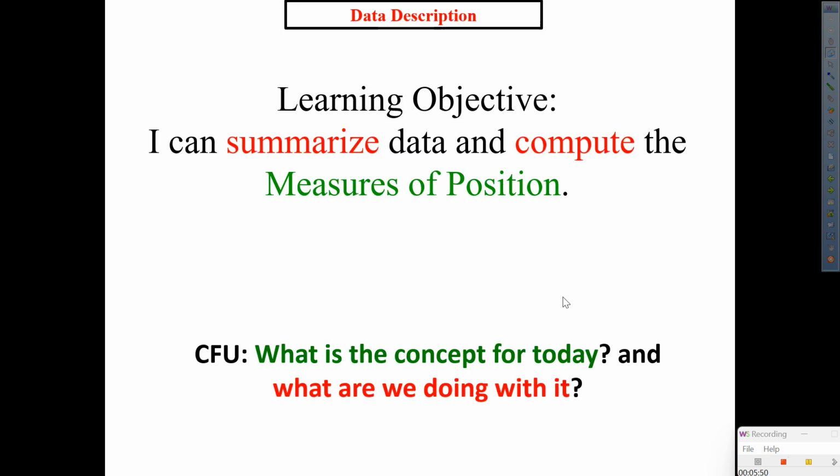All right, copy the objective, please. I can summarize data and compute the measures of position. And like I said, this is going to be the last part of chapter 3, data description. You do need a fair model just so that we can keep our organization going as we always do.